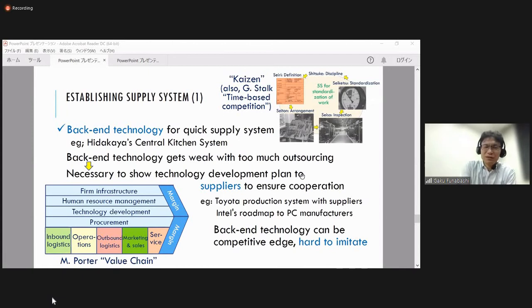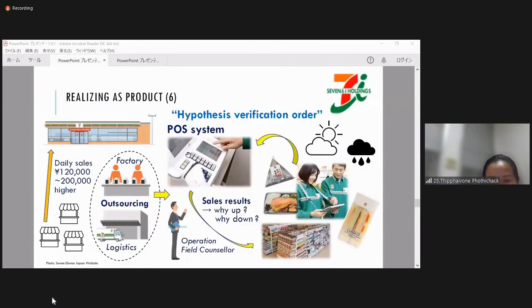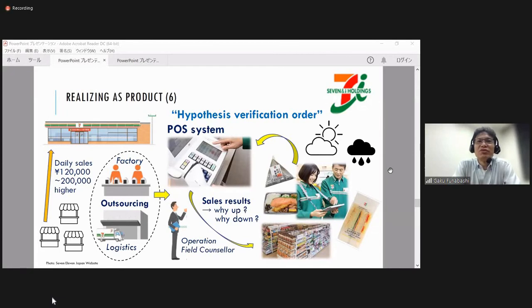And now, after nurturing the technical, yes, you have a question? I have a question. Yes, Mr. Tipaivon. Please go back to the last period that you explained. I would like to know what POS stands for. POS stands for point of sales.